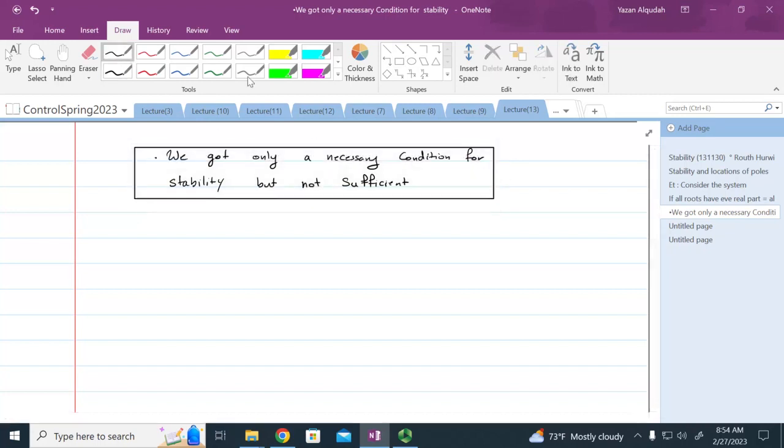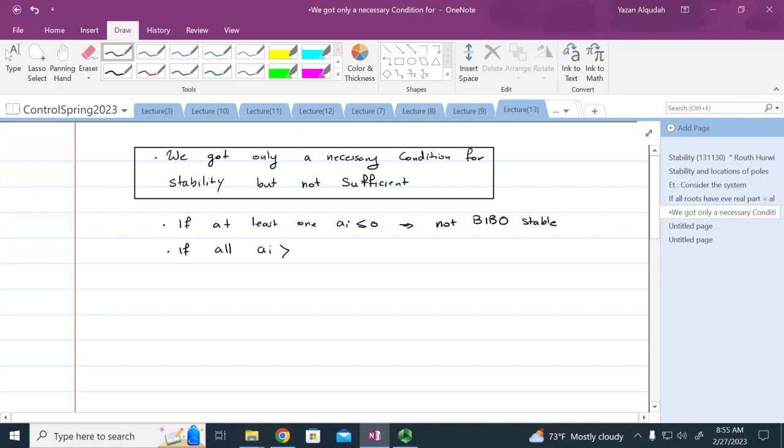And therefore, if at least one coefficient is missing, or if it's negative, then the system is not bounded input, bounded output stable. If all coefficients are positive, we cannot tell.